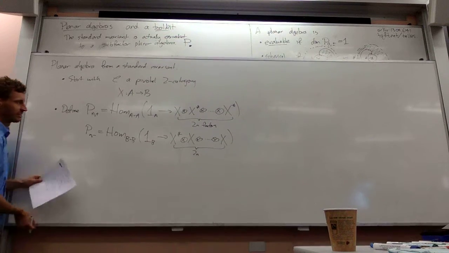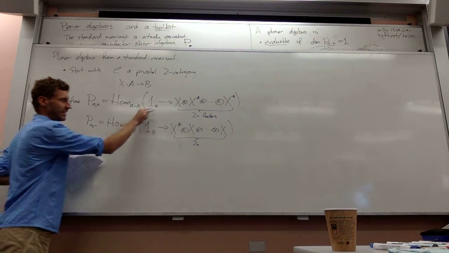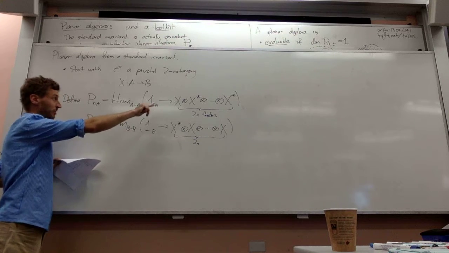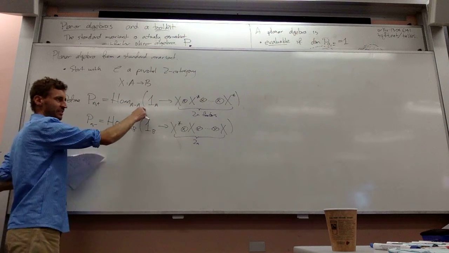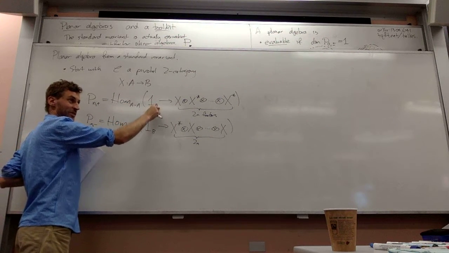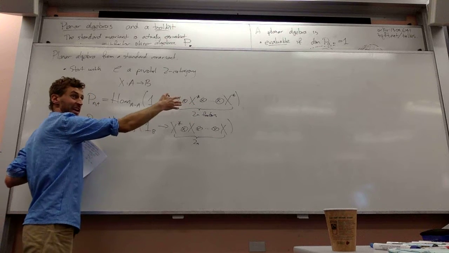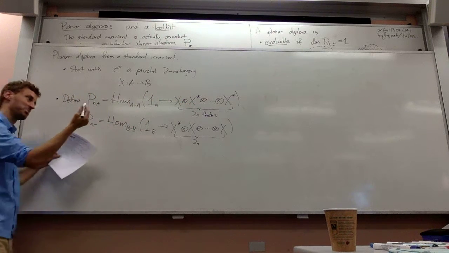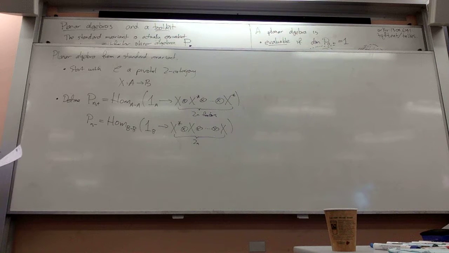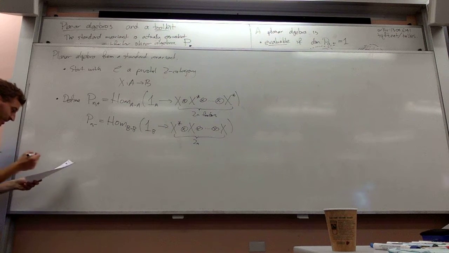Now, of course, I wrote this by taking the homs from the identity to 2n factors there. But of course, because we're pivotal, I could have just written some number of factors of X tensor X dual here and some other number over there that added up to 2n, and I'd always get the same vector space. Okay. So this is sort of an example of how the planar algebra is throwing out an artificial distinction on the pivotal category side. We only have one of those vector spaces, not many.